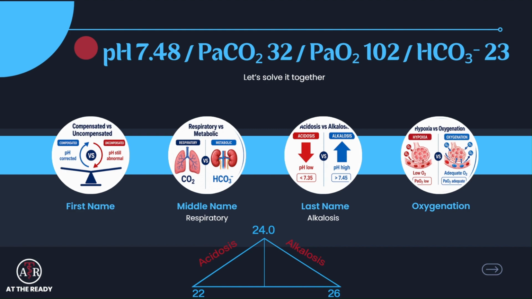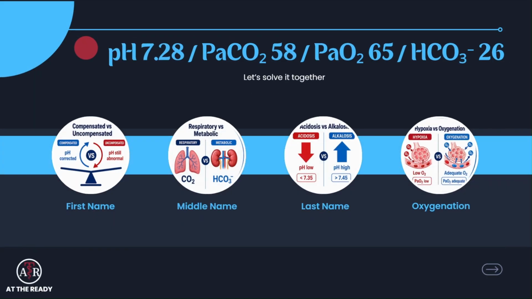Now find the first name. The pH is outside the normal range of 7.35 to 7.45, so this is uncompensated. Then look at the PaO2. It's greater than 80, so there's no hypoxia. So the full name is uncompensated respiratory alkalosis without hypoxia.